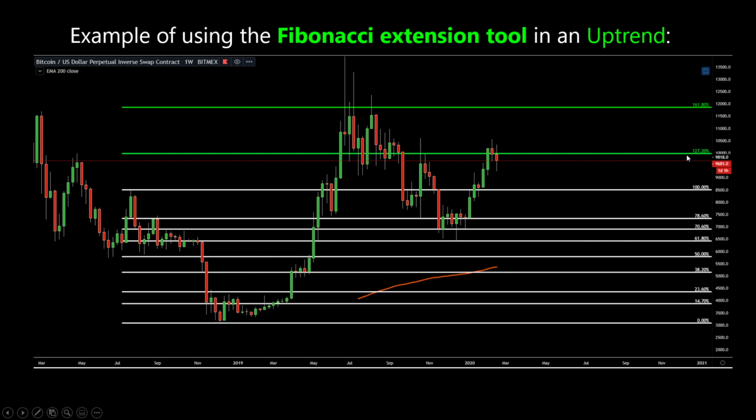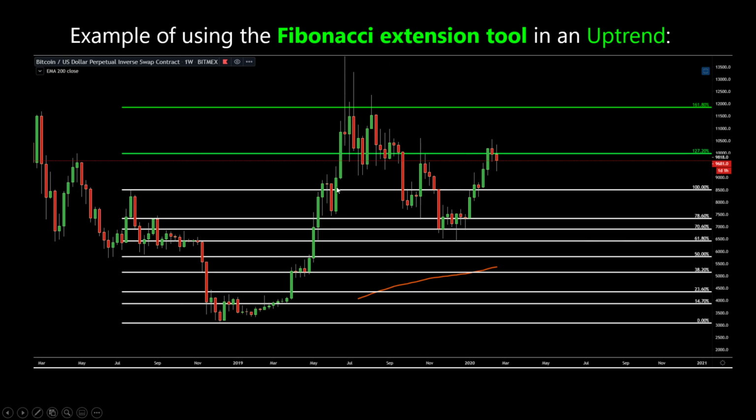So you see the 1.272, you see the 1.618. These are good take profit levels if you think this is the low. So this was the last uptrend. Then we had this break and downtrend. So we use the swing high to the swing low, and that gives us these extensions, right? The 100% level is obviously going to be swing high resistance, so that's a very, very key level.